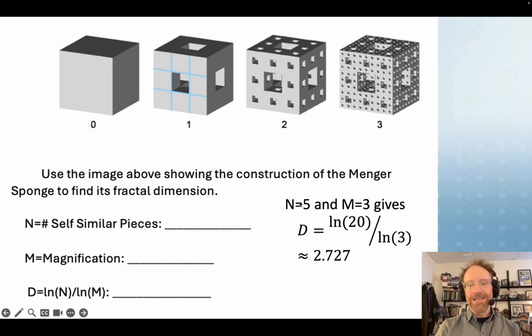What's the magnification? It's 1/3 as long, right? So my n, it isn't 5. I'm sorry. I'm directly lying to you. That's just cruel. This n is 20, not 5. So n is 20 and m is 3, and this gives log of 20 over log of 3, which is 2.727.